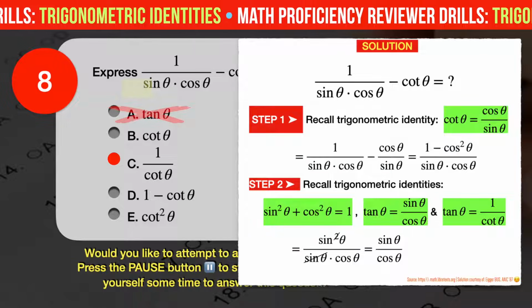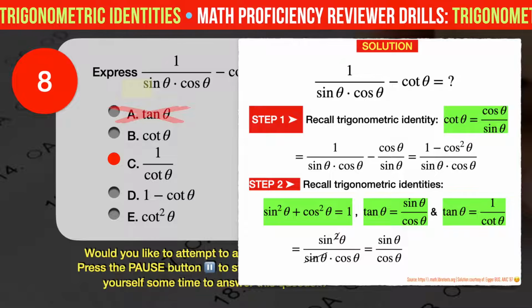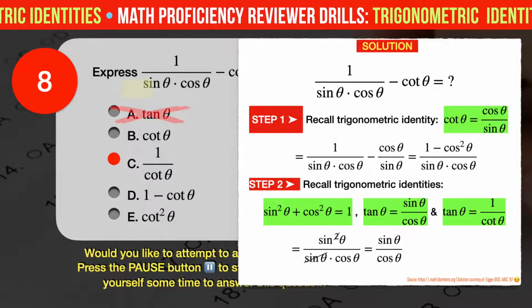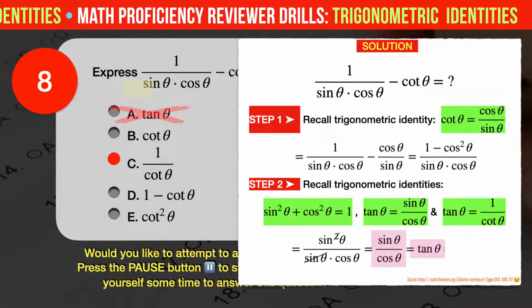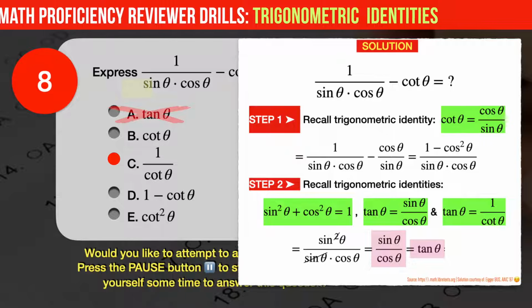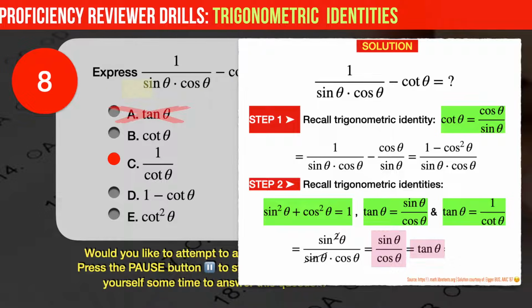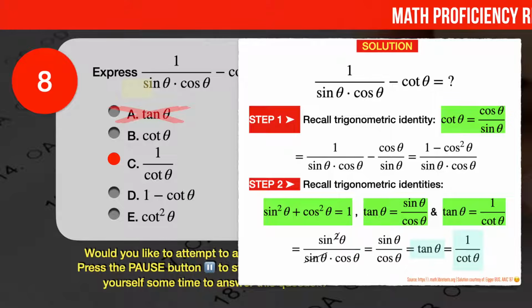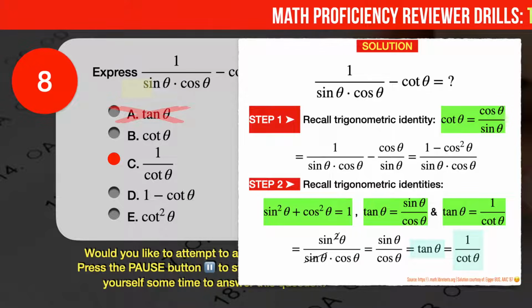We can then cancel out sine theta from the numerator and the denominator, leaving us with sine theta over cosine theta. We already know from our trigonometric identities that sine theta over cosine theta is equal to tangent theta. This would have made answer choice A the correct answer, except that it was specifically stated that the answer should be expressed in terms of cotangent theta. Of course, tangent theta equals 1 over cotangent theta, so our final answer should be 1 over cotangent theta.